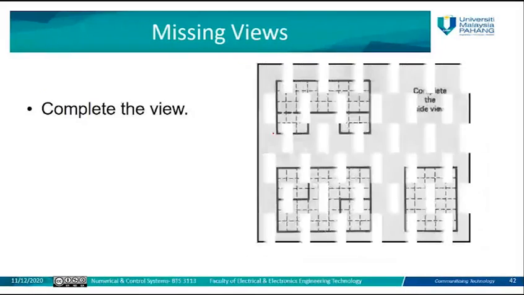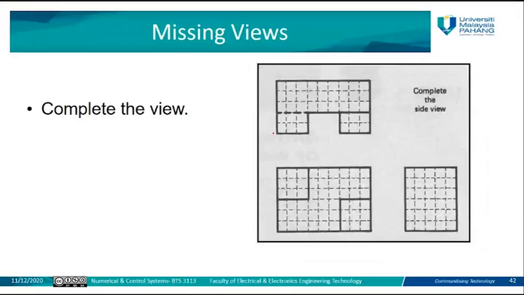Same here, we have the top view and we have the front view. This is the top, this is the front, and he asked about the side view for this figure. So from the top, if you look at it, some part has a hidden line. Hidden line means there is no solid part under this part.